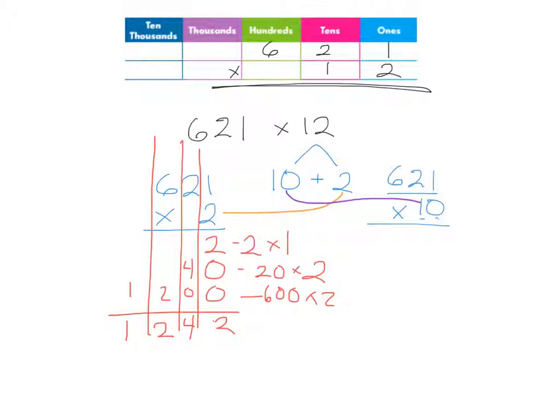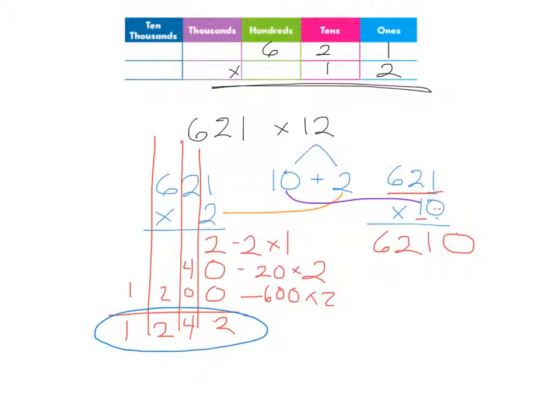Now we need to move on to the 621 times 10. We need to move on to this side of the 12. So we know that if we multiply 621 times 1 and then add the 0, that's how we can multiply this kind of problem. So we have 621 times 1 is 621, plus the 0, we get 6,210.